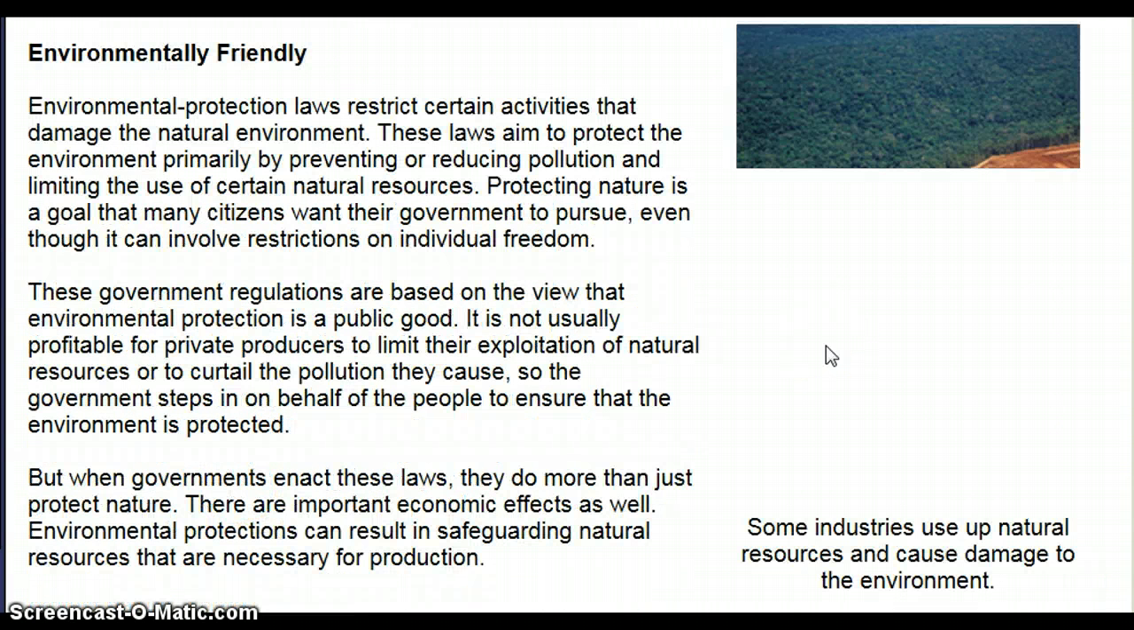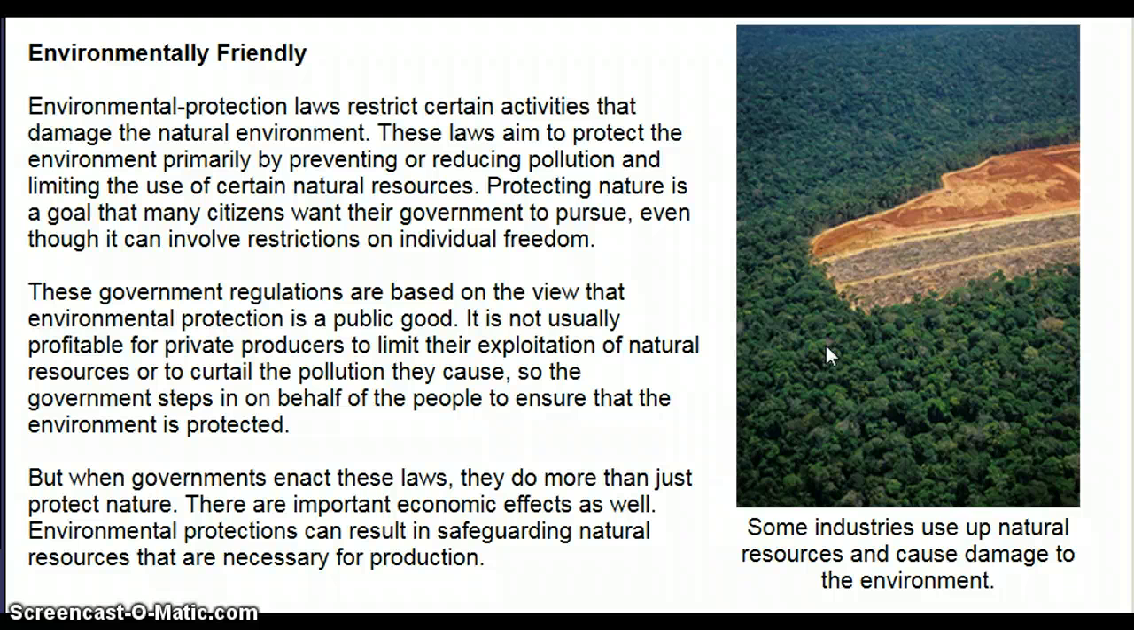Environmentally friendly. Environmental protection laws restrict certain activities that damage the natural environment. These laws aim to protect the environment primarily by preventing or reducing pollution and limiting the use of certain natural resources. Protecting nature is a goal that many citizens want their government to pursue, even though it can involve restrictions on individual freedom. These government regulations are based on the view that environmental protection is a public good. It is not usually profitable for private producers to limit their exploitation of natural resources or to curtail the pollution they cause, so the government steps in on behalf of the people to ensure that the environment is protected.